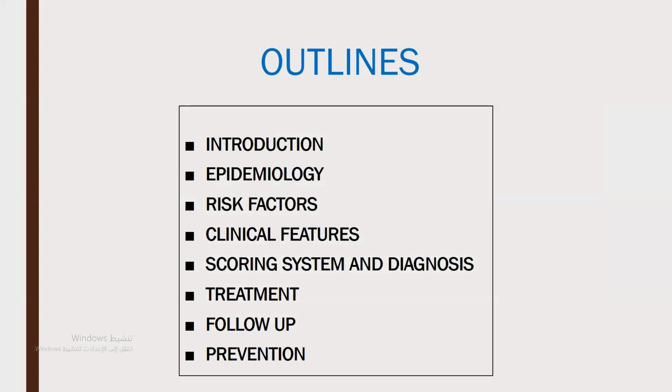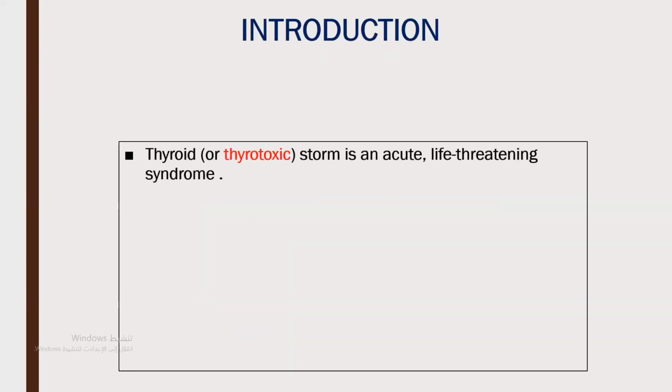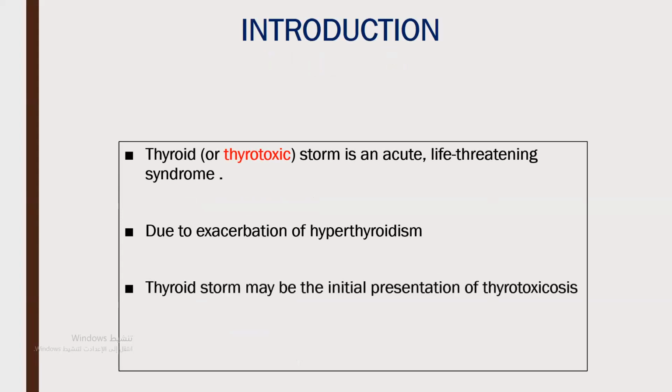What are the outlines that we would like to discuss? We have to know thyroid storm epidemiology, risk factors, clinical features, scoring system, diagnosis, treatment, and then we'll go for conclusion. A thyroid or thyrotoxic storm is an acute life-threatening syndrome due to exacerbation of hyperthyroidism.